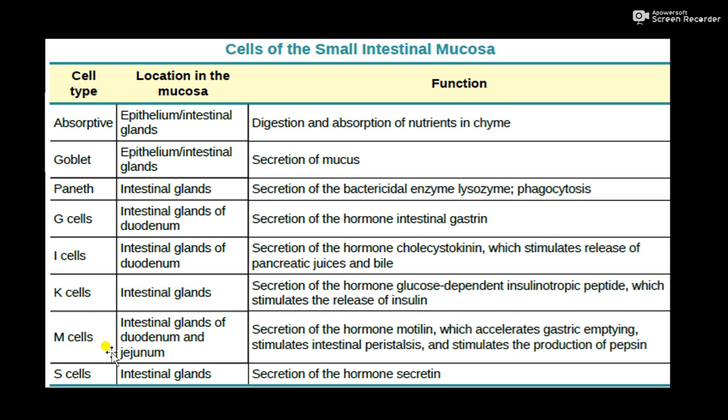The M cell is present in the intestinal gland of the duodenum and jejunum, and its function is the secretion of the hormone motilin, which accelerates gastric emptying, stimulates intestinal peristalsis, and stimulates the production of pepsin. The S cell is present in the intestinal gland, and its function is the secretion of the hormone secretin. All these are types of cells located in different locations, and they perform different functions. All this is about the structure and function of the intestinal gland. Thank you so much.